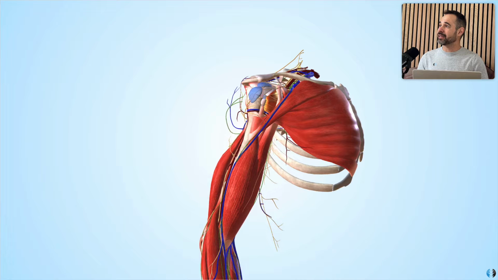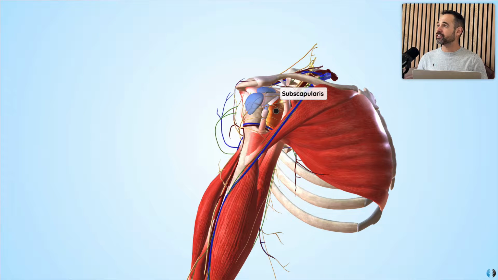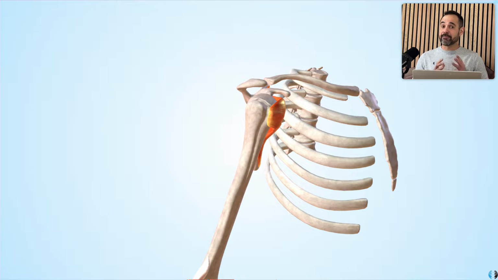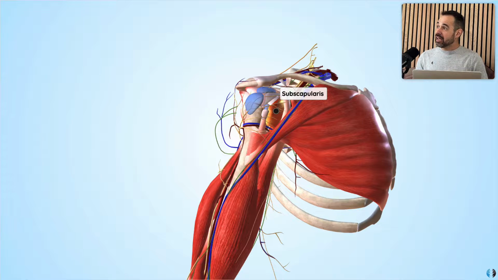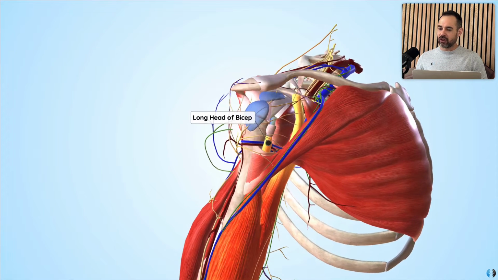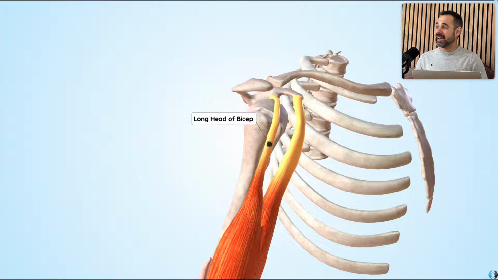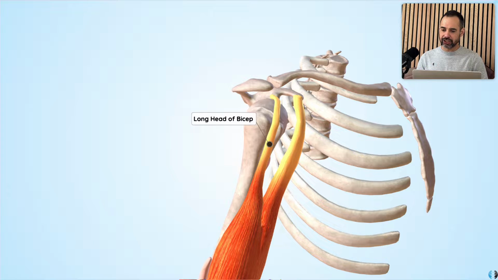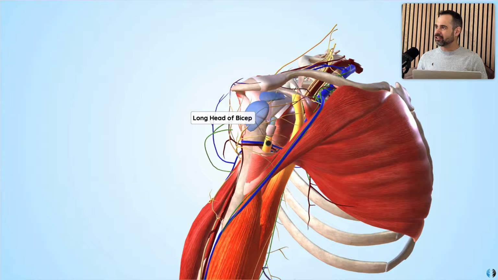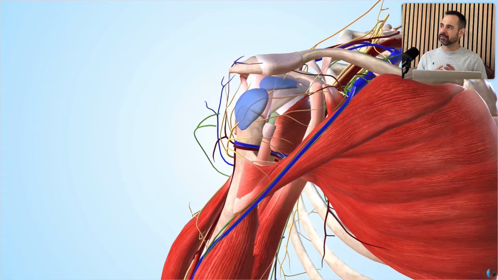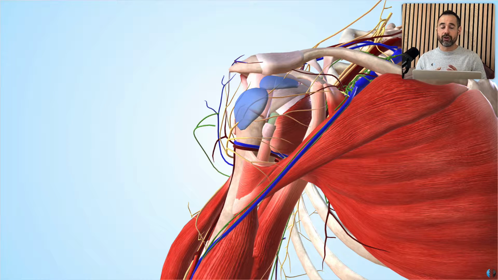Starting with subscapularis. Now, this is one of the rotator cuff muscles, and it has a major role in internal rotation of the glenohumeral joint. Next to it, we have the long head of biceps tendon. Now, naturally, this has a role in shoulder flexion as well as elbow flexion, but also the sheath that surrounds the long head of biceps tendon also has an important role in providing smooth movement to the shoulder.